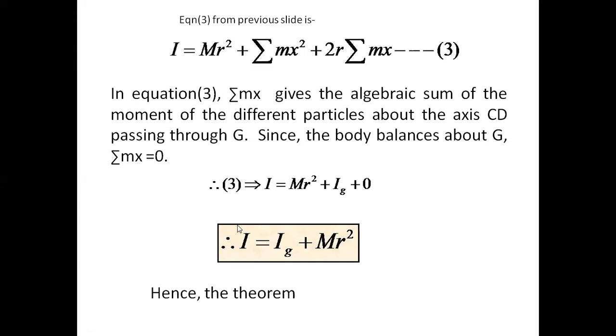So finally, what is the statement of the parallel axis theorem? The moment of inertia of a rigid body about any axis is equal to the sum of the moment of inertia of the body about an axis passing through the center of gravity and the product of the mass of the body and the square of the distance between the two parallel axes. So this is the statement and proof for the theorem.